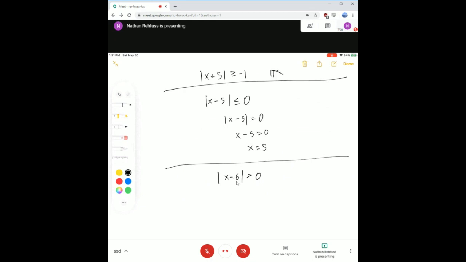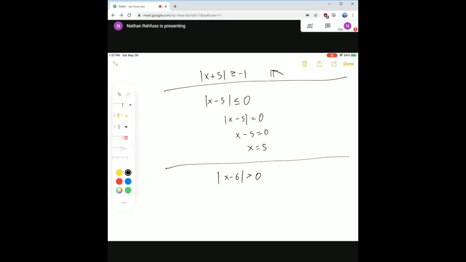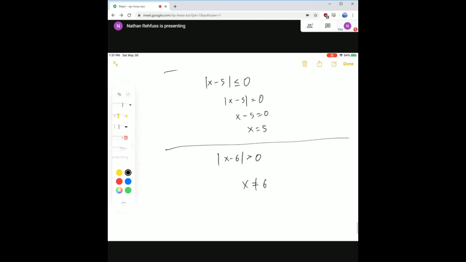This says the distance between x and 6. X and 6 can't be right on top of each other, but as long as there's any distance in between them, we're fine. So 5.9 works because there's a distance of 0.1 and that's bigger than 0. 6.1 works because there's a distance of 0.1 and that's bigger than 0. But 6 exactly doesn't work. So x is any number that's not 6. That's one way we could write it.